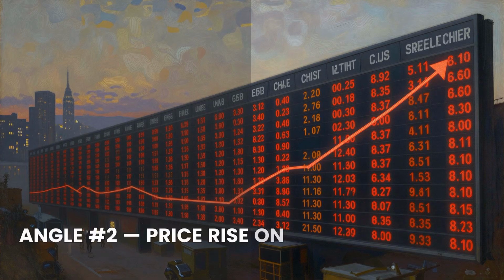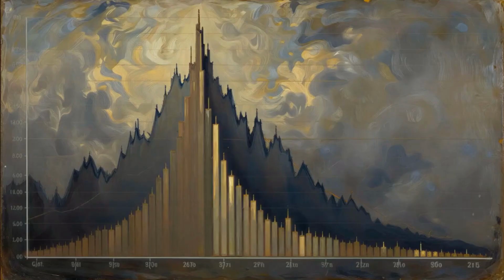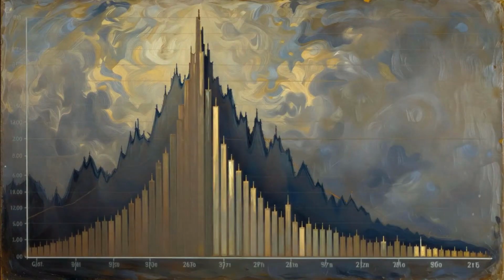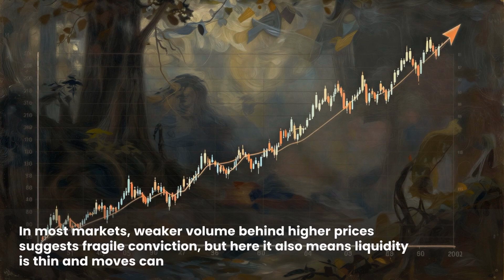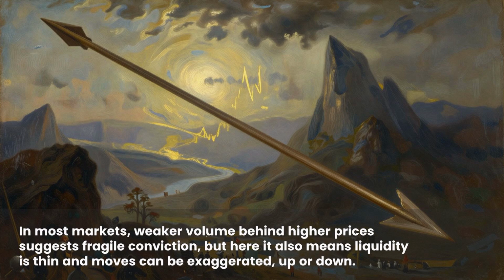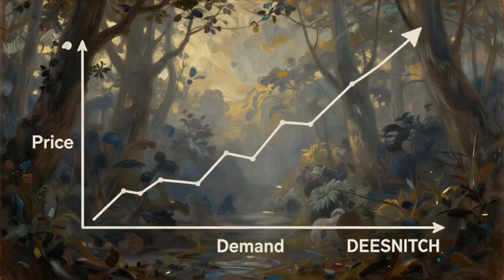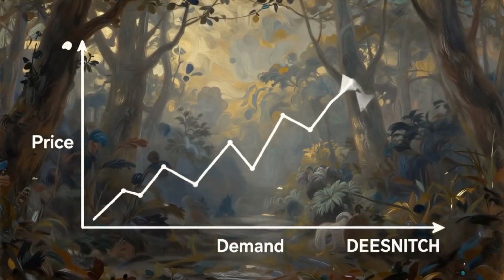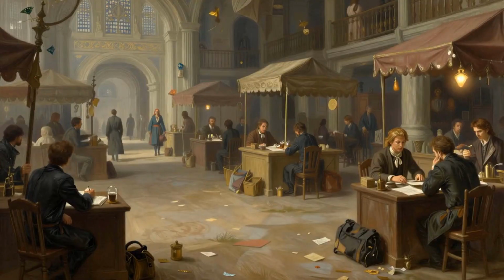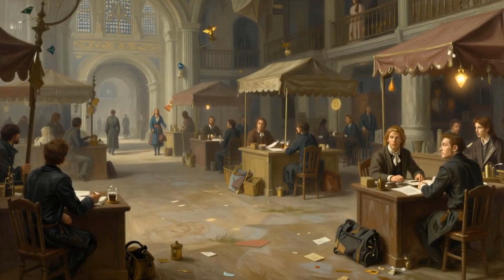Angle number 2, price rise on lower volume. Later rallies toward this base happened on much lighter volume than the initial launch. In most markets, weaker volume behind higher prices suggests fragile conviction, but here it also means liquidity is thin and moves can be exaggerated, up or down. Many viewers assume price up equals demand, but in microcap emergence like DeepSnitch, price can rise without strong demand simply because there are few sellers left.